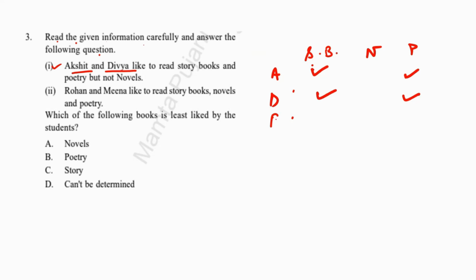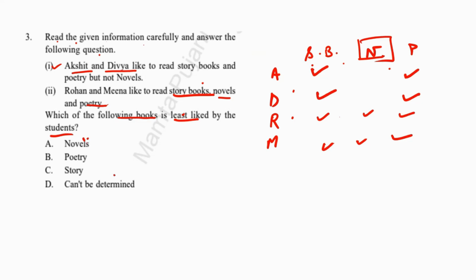Then we have Rohan and Meena. They like reading story, novel, and poetry, all three of them. So this is the graph that we can figure out. Now we need to find out which of the following books is least liked by the students. So since storybook has all students liking them, poetry also has, novel is the required answer because out of four, only two students like it. So novel is the least liked by the students.